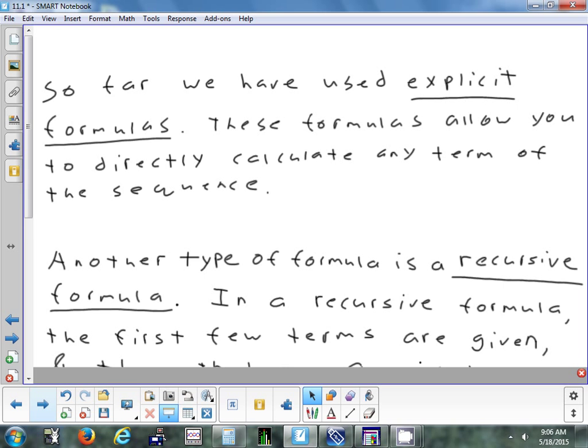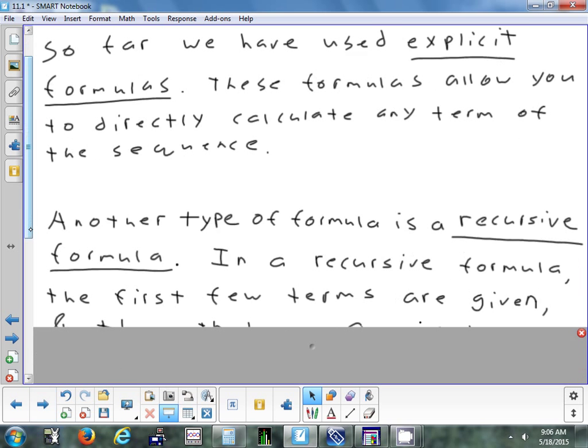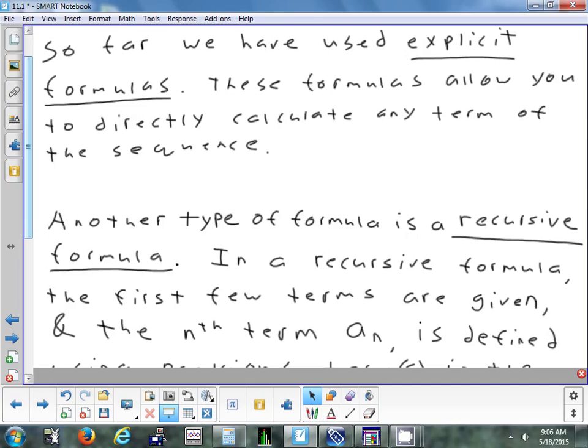Okay, but the idea in a recursive formula, you've got to be given a little bit of stuff to start with. First term, maybe the first couple. And then the term you want is going to be defined by using the previous term, or maybe even previous terms before that.